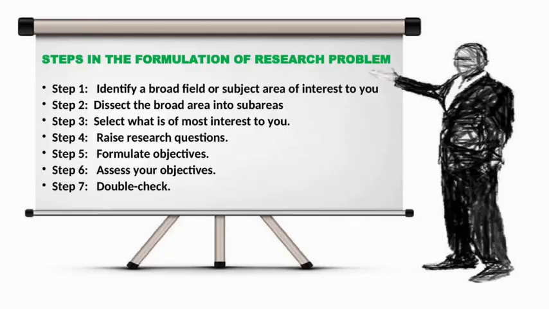And the final one is double check. Double check means you should rewind the entire process, 1, 2, 3, 4, many times. The more you check, the more clear you are about your research. These are the 7 main steps involved in formulating a research problem.